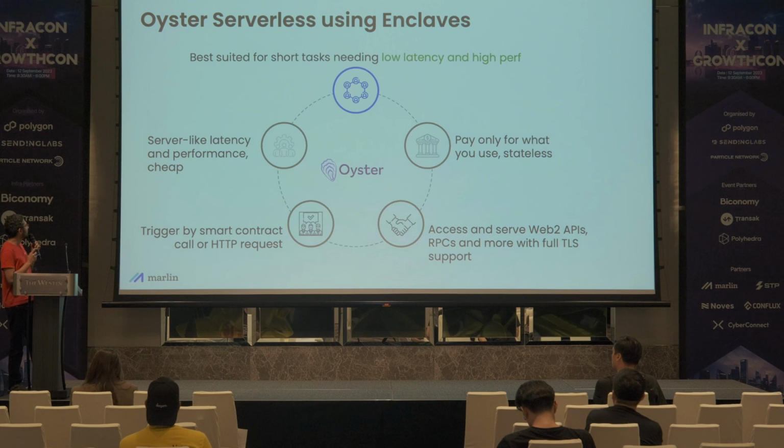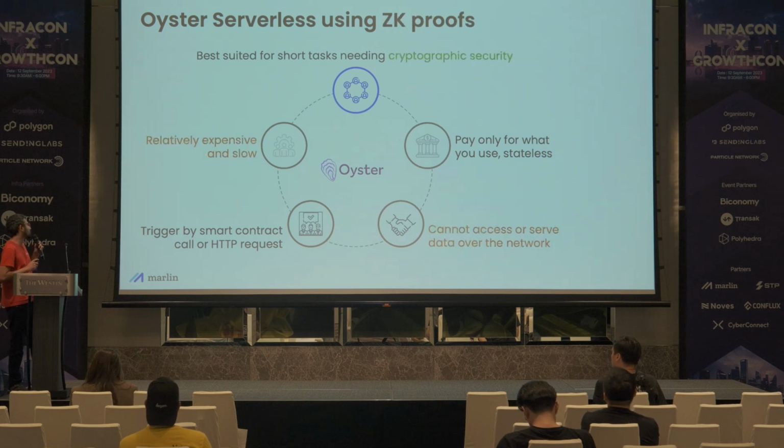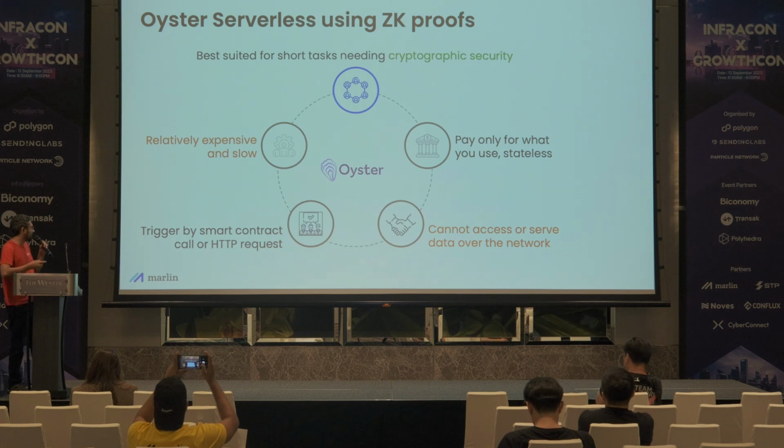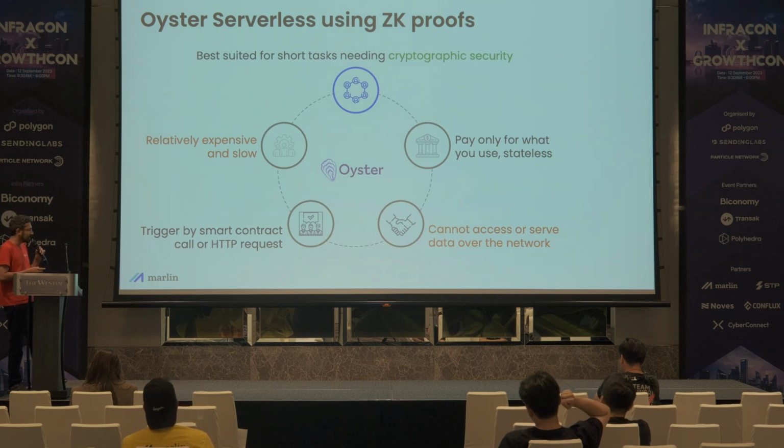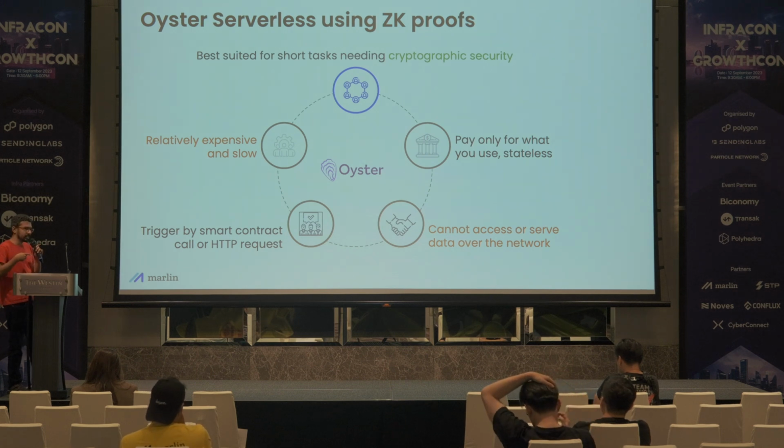The other option is to do the same thing using ZK proofs. So you get the highest level of cryptographic security, but you have to make some trade-offs. One major trade-off is you can't really access data on the network, because you can't really create ZK proofs for TLS connections as the data changes around. And it's also relatively a lot more expensive and slower to generate a ZK proof and computation. So that's one.